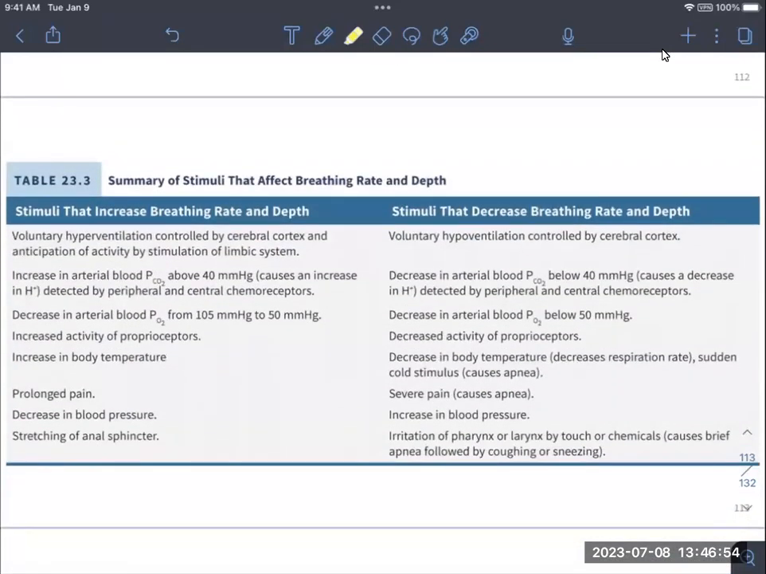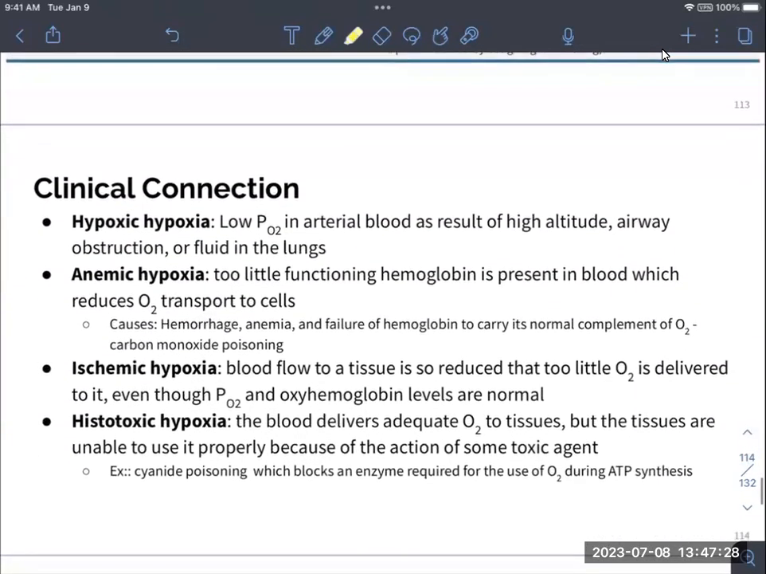So this chart here, we'll talk about different stimuli that are going to change your breathing, like voluntarily hyperventilating. An increase in arterial blood pressure and carbon dioxide, prolonged pain, is actually going to change your breathing. Decreased blood pressure, even stretching of the anal sphincter is going to change your breathing rate.